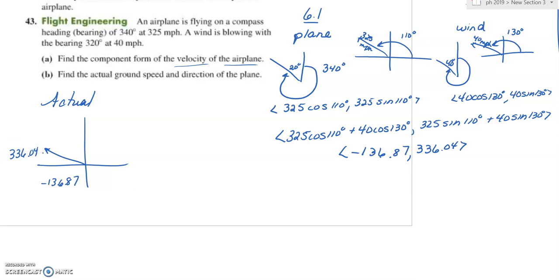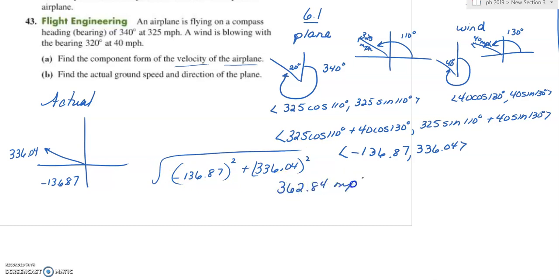So we want to find out how fast the plane is actually going. So we're going to find the magnitude of that velocity vector. So if you type this into your calculator, you should get 362.84 miles per hour. So we were right. The plane is actually going faster than 325. And you need to find this angle.